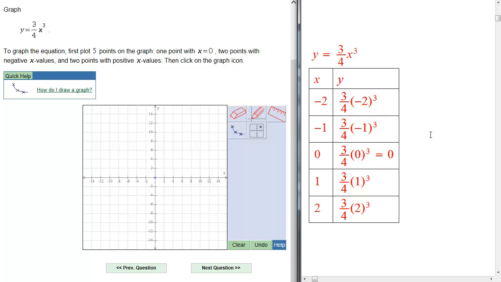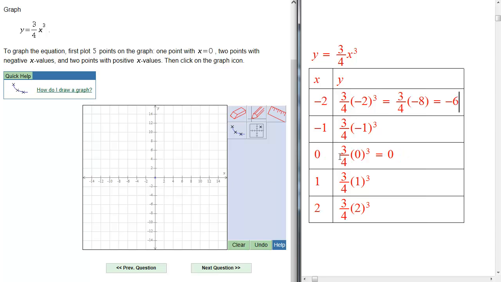So again, they're saying plot x equals 0 and 2 points with negative x values, 2 points with positive x values. And so here we are, we have 0, -1, -2, 1, and 2. So plug them in and evaluate. I've already plotted (0, 0). Let's plot the other coordinates then. So here we're going to end up with 3/4 times -8. 4 goes into -8 twice. So 3 times -2, which will give us -6.